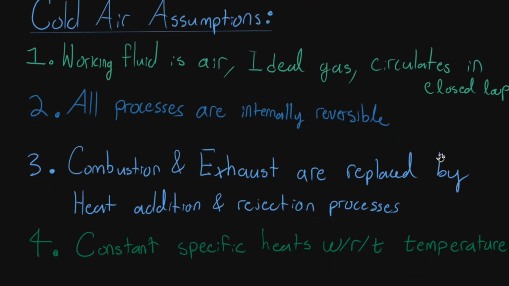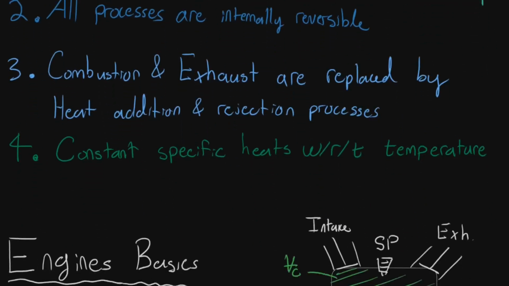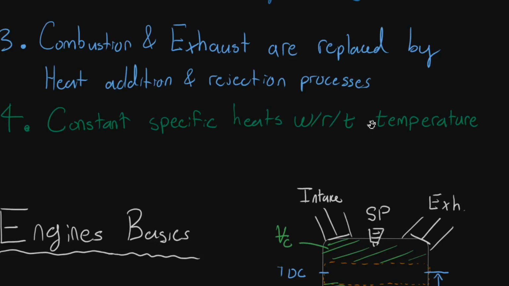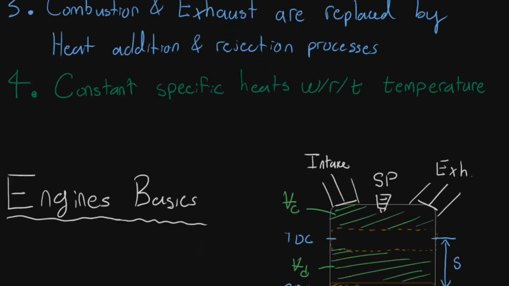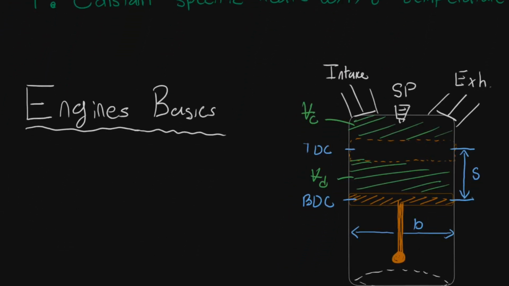Then we also have the cold air assumptions. So we assume that our working fluid is air. In reality, it would be a combination of air and our fuel, like unleaded gasoline or something. Air is an ideal gas, and we're going to assume that it circulates in a closed loop. So basically, we go through a full cycle. All processes are internally reversible. We already talked about that. Combustion and exhaust are replaced by heat addition and rejection at constant pressure. And lastly, we assume constant specific heats with respect to temperature, so we don't have to worry about integrating our C_P delta T.